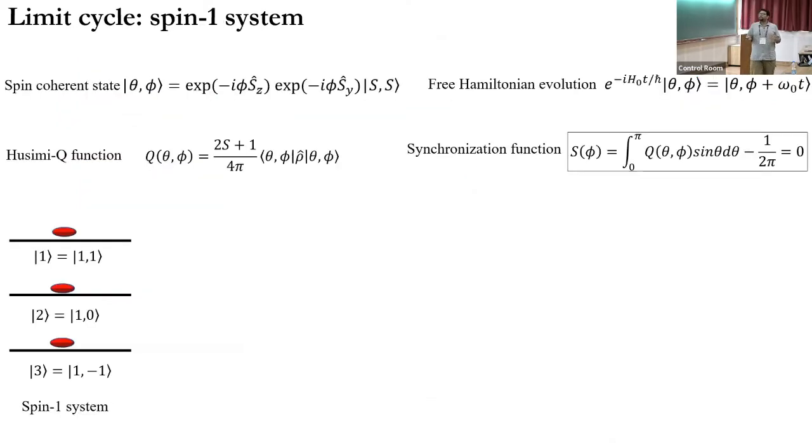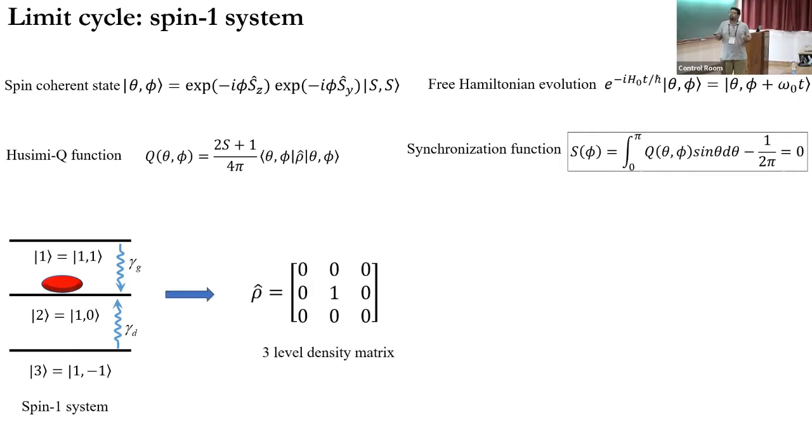So here you can think of a spin one system where initially all the atoms are well distributed over all the levels of the spin one system. Now, if we apply some decay beam from the excited state to this middle state, then we can accumulate all the atoms in the middle state. Basically, this decay beam will prevent any atom leakage from the middle state to the excited state.